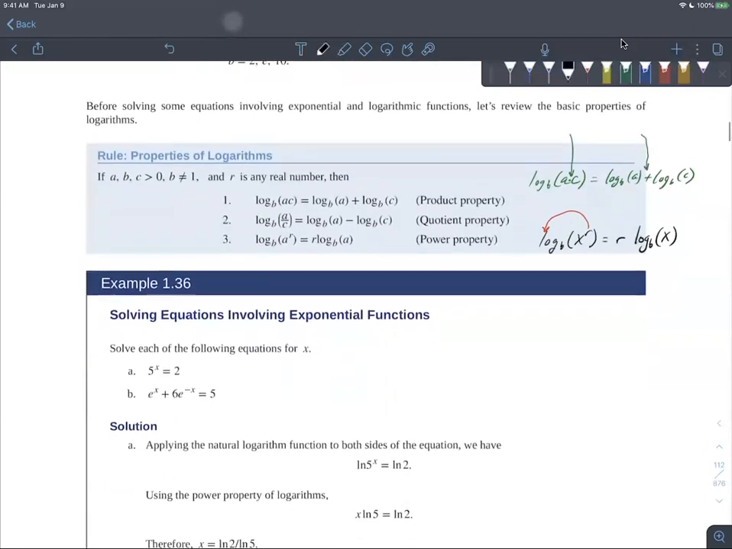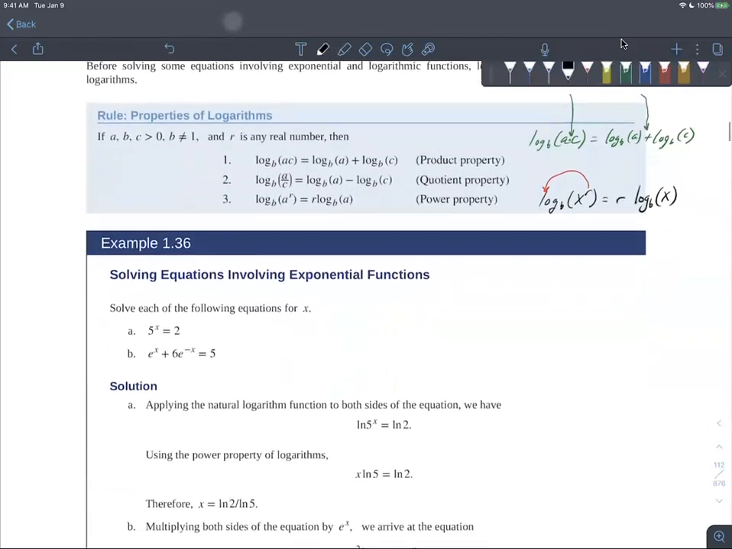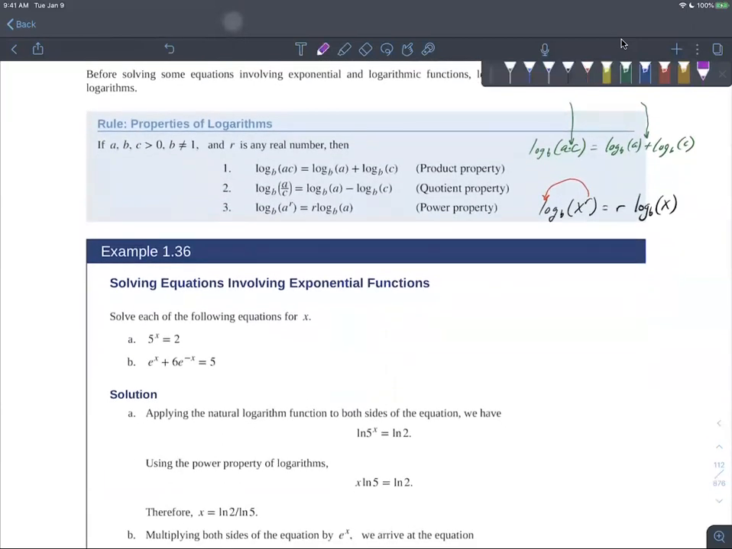And these properties can be proven. We're not going to prove them. Maybe they were proved in your previous class. That's not important for us right now. Okay, so solve each of the following equations for x.